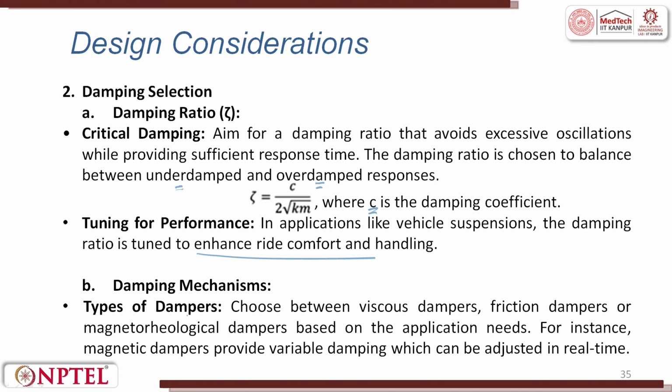Types of dampers: choose between viscous damper, friction damper and magnetorheological damper based upon the application. Friction dampers are where there is contact between two surfaces. In a viscous damper, you have an oil which tries to damp, and in a magnetorheological damper, you apply a magnetic field and try to stiffen the oil. For instance, magnetorheological dampers provide variable damping, which can be adjusted in real time depending upon the magnetic field you apply.